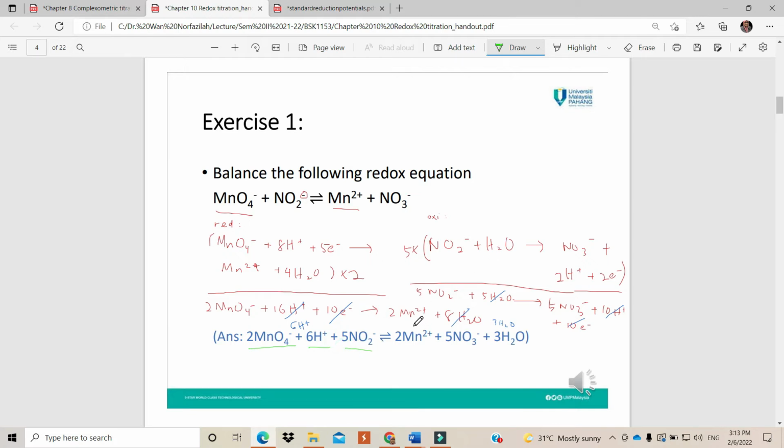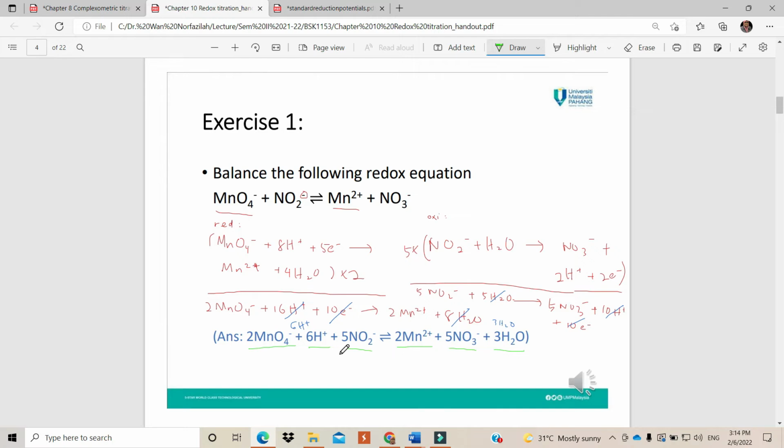Okay, and then look at those on the right hand side as a product. For reduction, we have 2Mn2 plus, and for oxidation, we have 5NO3 minus, and also 3H2O. Okay, 3H2O from reduction. Okay, so now we already have the balance equation. It is not similar with previous one that we have done.